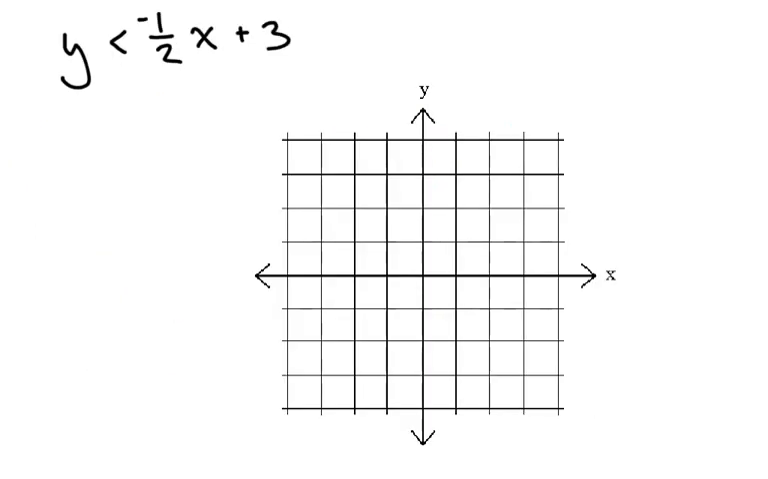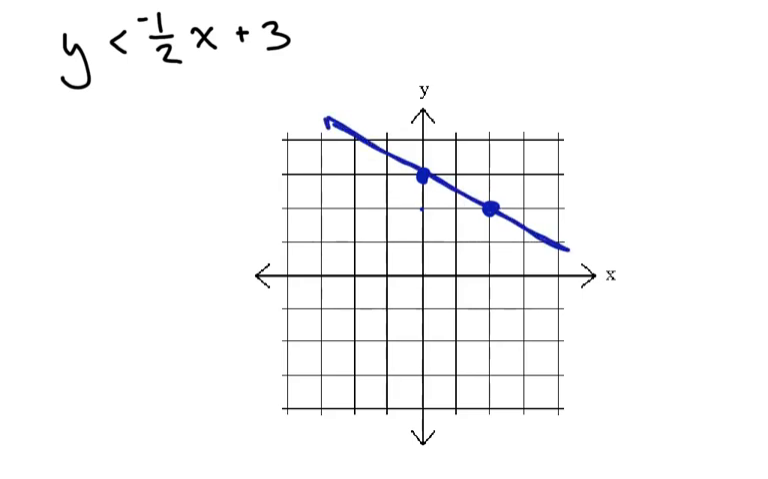So if we're going to graph y is less than -1/2 x plus 3, we graph the line y equals -1/2 x plus 3. Well, this has a y-intercept of 3, so put a point at 3, and it has a slope of -1/2, so we go down 1 over 2, and this is where our line's going to be.